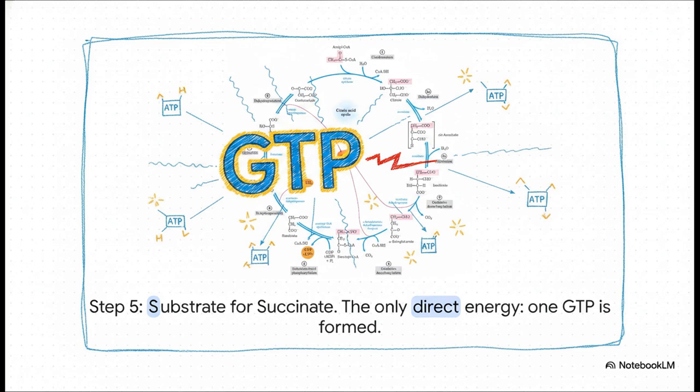Next up, substrate stands for succinate. Now this step is super unique. It's the only part of the cycle where we make an ATP-like molecule directly. That succinyl-CoA has a really high energy bond, and when it breaks, the cell captures that energy to make 1 molecule of GTP. And GTP is basically the same thing as ATP, it's just easily converted.